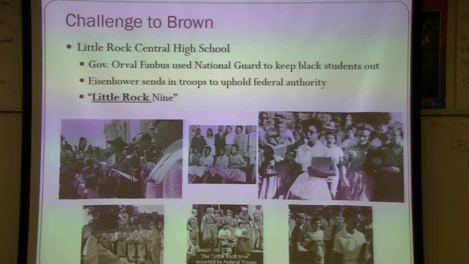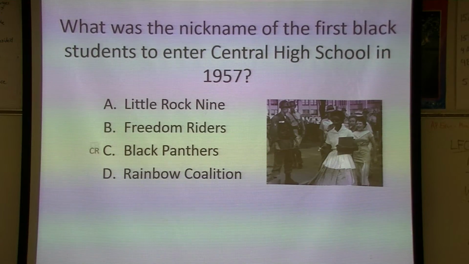But this is where we're going to see this happen in various places. In a lot of places, it was not a peaceful transition as we integrated the schools.